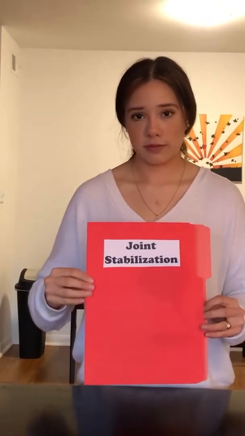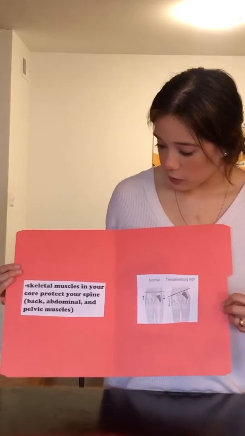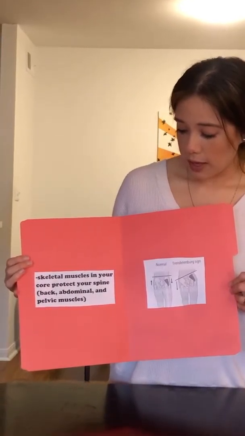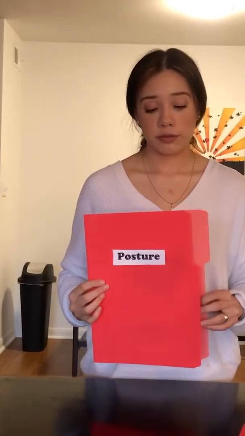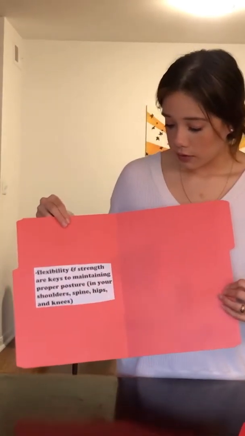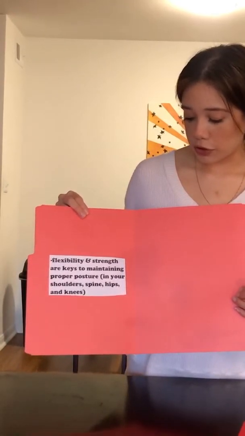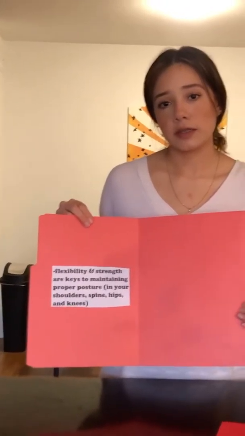We have our joint stabilization. Skeletal muscles in your core protect your spine. So it's your back, your abdominal, and your pelvic muscles. And finally, we have our posture. Flexibility and strength are keys to maintaining proper posture, in your shoulders, in your spine, in your hips, and in your knees.